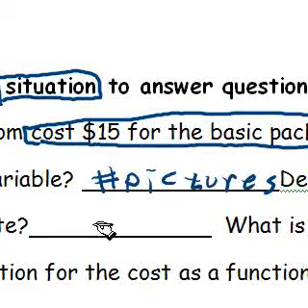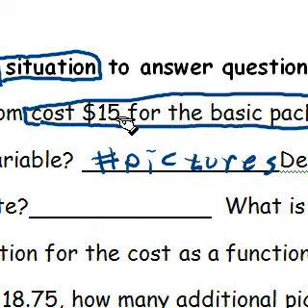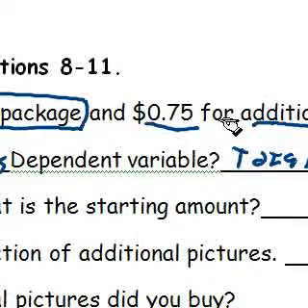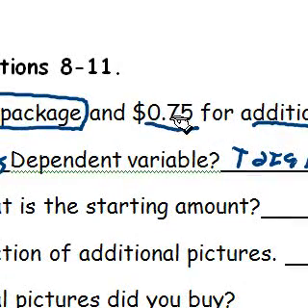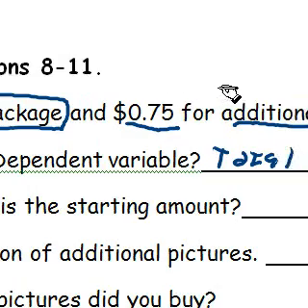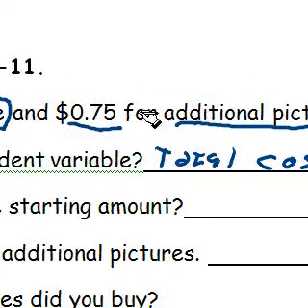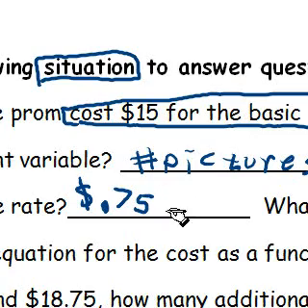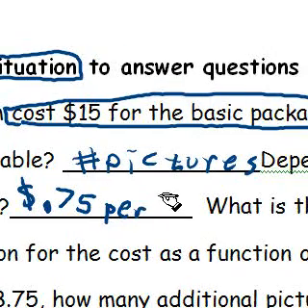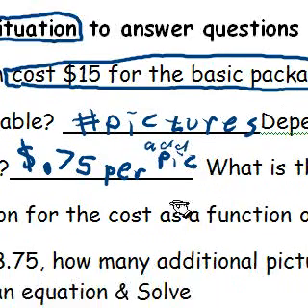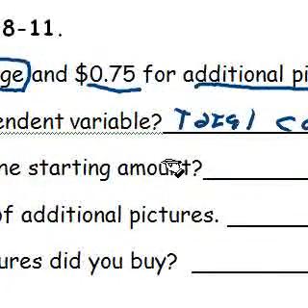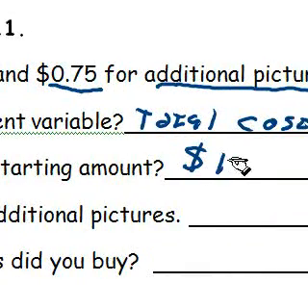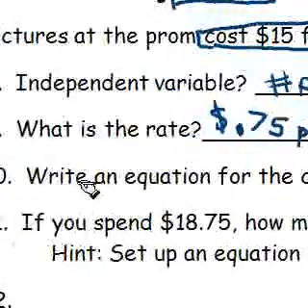So what is the rate? Well, the only two numbers we have here are $15 and 75 cents, and it looks like here that 75 cents is what it costs for each additional picture. So the rate here would be 75 cents per picture. Well, technically per additional picture. And the starting amount is $15 for the base package.